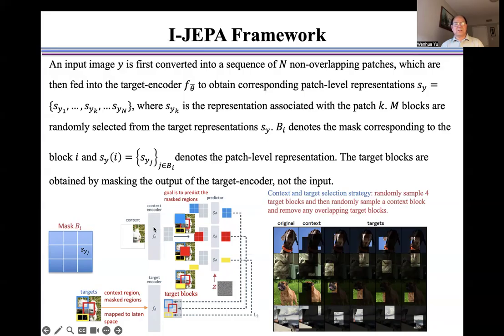This is the framework of the I-JEPA model. This is the context encoder, this the target encoder, and this the predictor. Here is the context and target selection strategy: this is the original image, this is the context, and these are four targets.